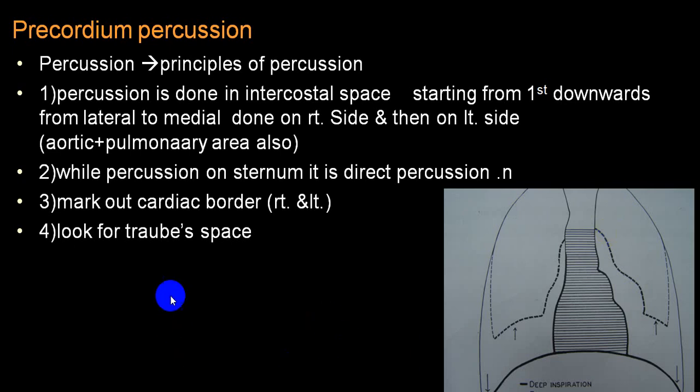And then we always look at the Traube space. We have already mentioned the Traube space. The medial border is by the cardiac dullness, lateral border is by the splenic dullness, the superior border is by the normal lung resonance, and inferior border is by the costal margin, left costal margin. And this is the area which is having a tympanic note because of the air present in the fundus part of the stomach.